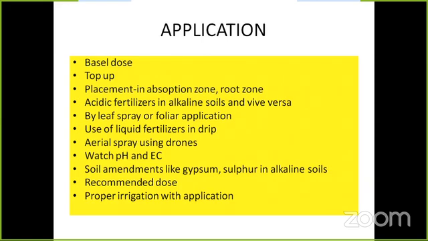Large plantations like tea or coffee, coffee is slightly difficult because trees will be there. Tea is easier, and likewise if you are having mango gardens or any other fruit tree crops, you can spray through drones. You should also watch pH and EC.